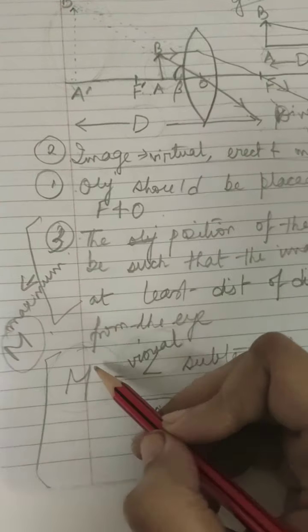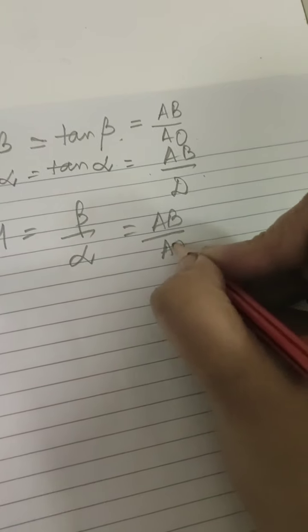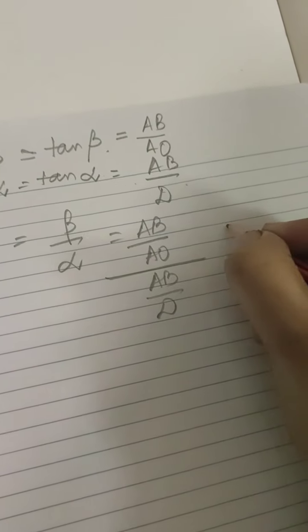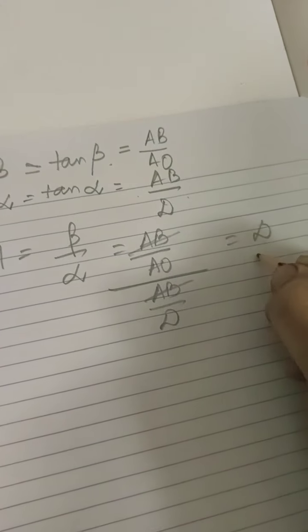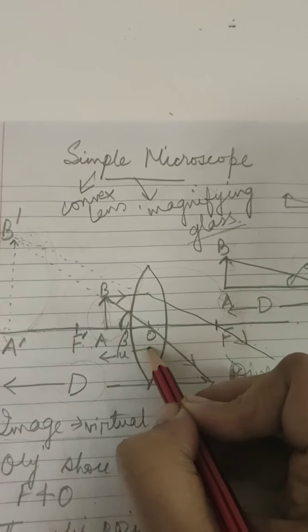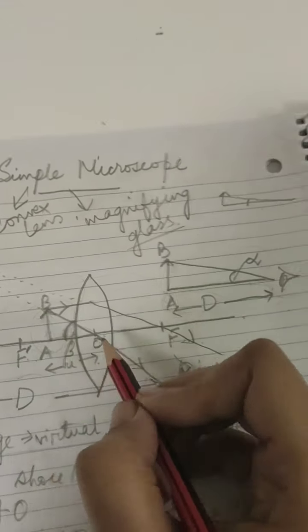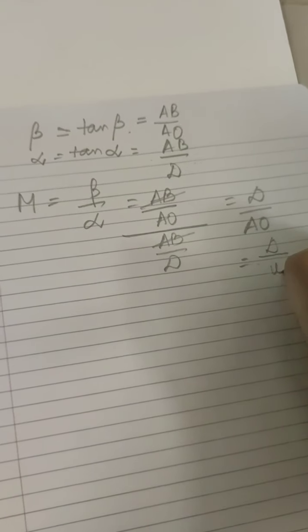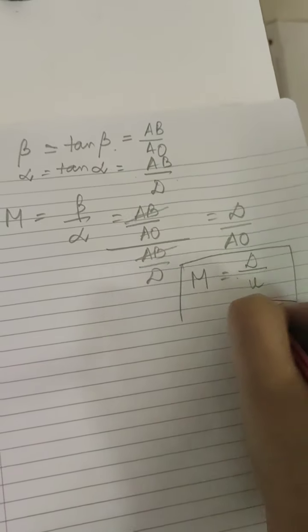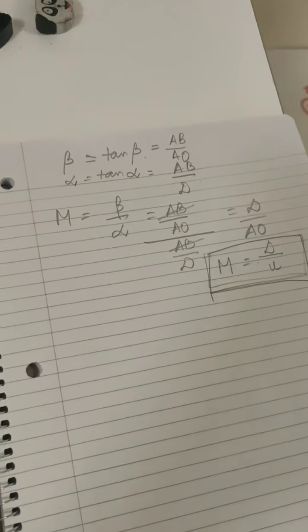So magnifying power is beta by alpha, that is AB by AO by AB by D, which is equal to, AB gets cancelled, D by AO. What is this AO? This is equal to the object distance. The object is placed at a distance U from the optical center of the lens, that is the object distance U. So can I write as D by U? That is the formula for magnifying power. Very important. This is the formula for magnifying power of a simple microscope.